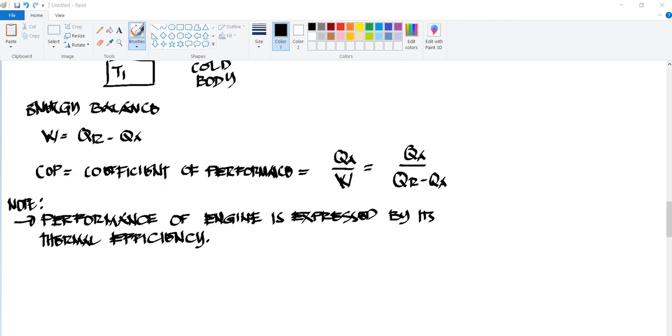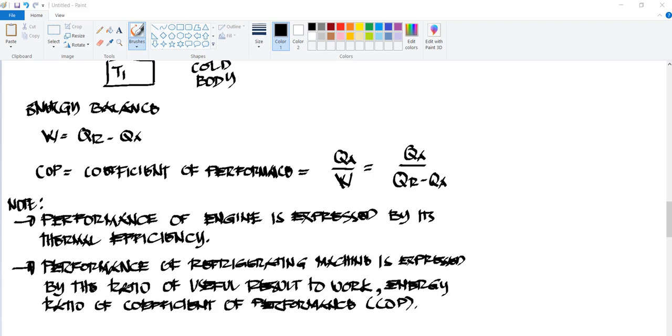Take note, class, the performance of an engine is expressed in terms of thermal efficiency. It can be used to determine how effective the engine is, or how good it is. When you say efficient, that is what we mean for heat engines by thermal efficiency.